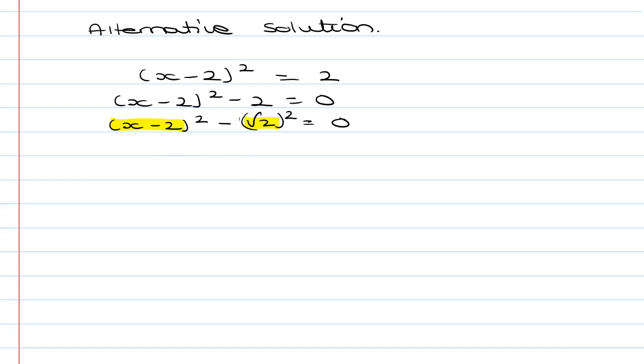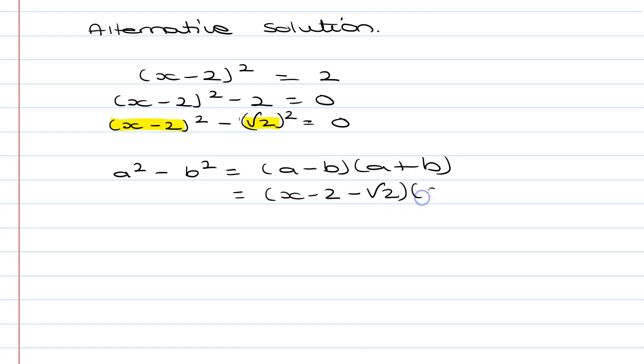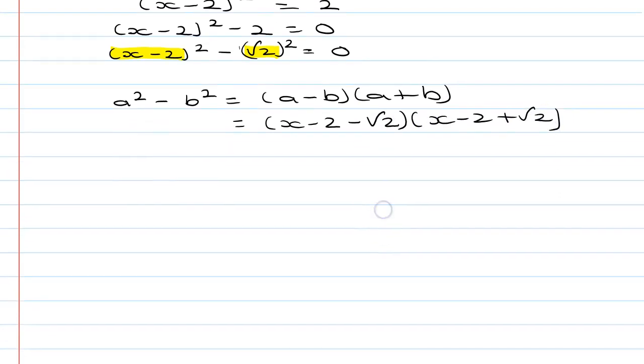And we know that the difference of 2 squares, a squared minus b squared, when expanded, is a minus b multiplied by a plus b. So using the fact that this is my a and this is my b, I get x minus 2 minus root 2 and x minus 2 plus root 2. And that's another way of making sure. Of course it equals 0, so I'm going to use the null factor law to solve that.